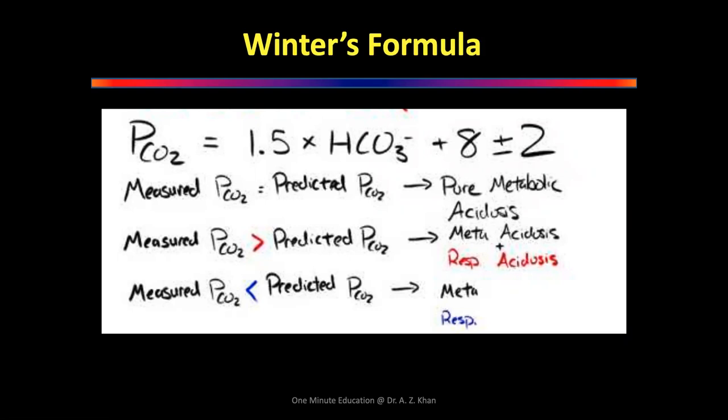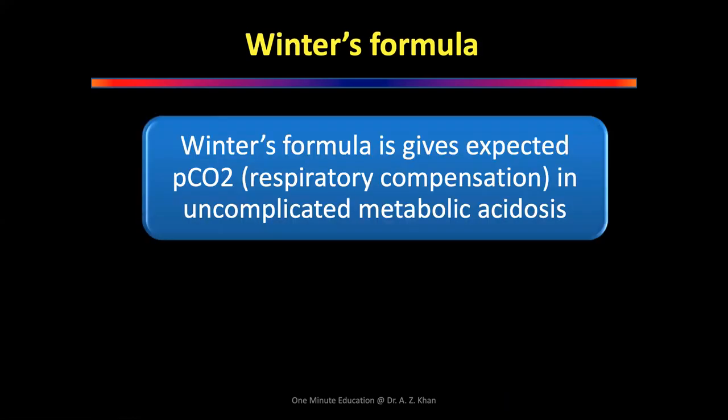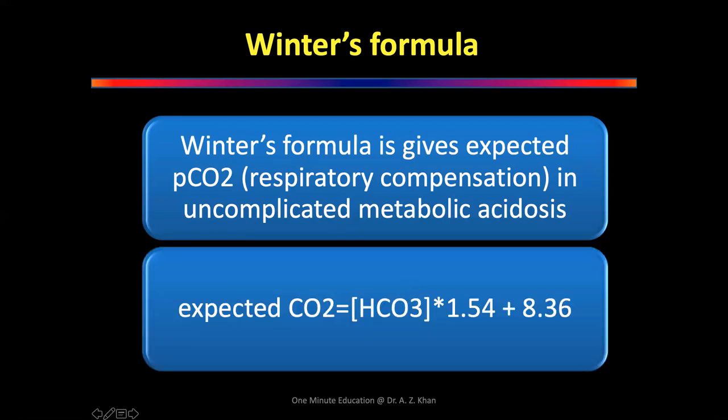It's called the Winters formula, okay? The Winters formula gives you the expected PCO2, that is the respiratory compensation in uncomplicated metabolic acidosis. So you need to know this. This is respiratory compensation in metabolic acidosis. So the Winters formula is used to calculate the expected CO2: bicarb into 1.54 plus 8.36. That is the Winters formula.